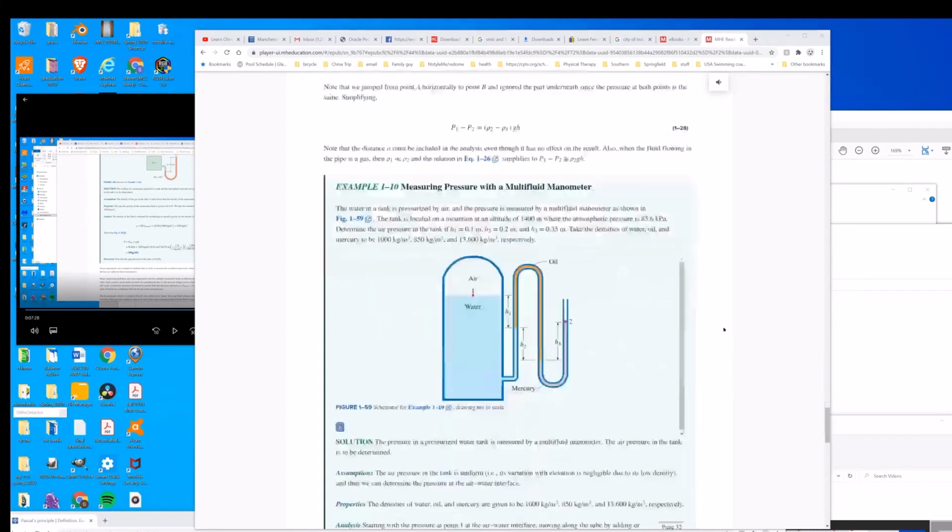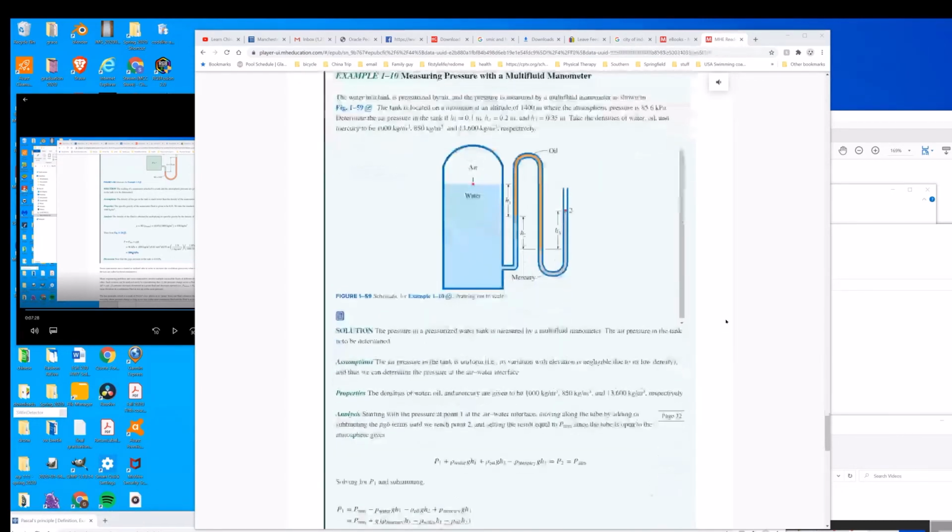So we'll take a look at another example here. There's a little bit more. So something you could expect for the quiz problem on the order of this, something like this, maybe a little bit more complicated than this, but something like this. So example 1-10 is just a multi-fluid manometer, okay? And there's some given quantities as part of this problem.